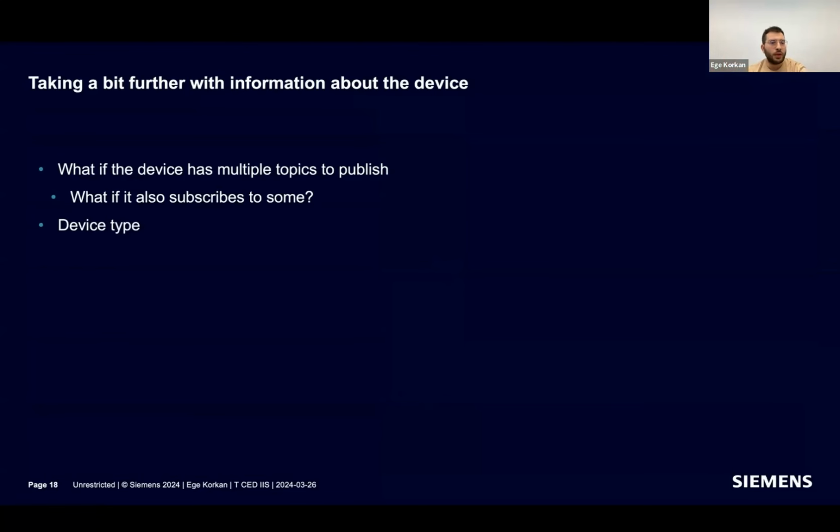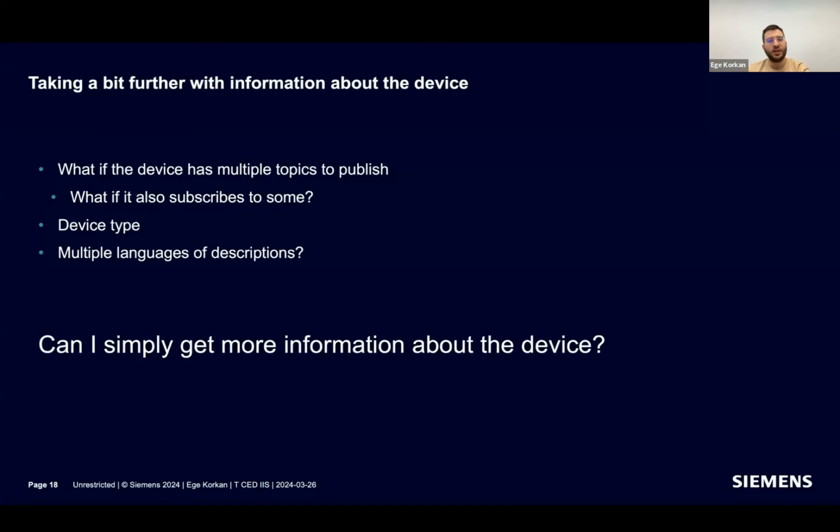Like the device type, so knowing more about this device would be interesting. And if you're really thinking of multiple regions, then you will start having multiple languages of descriptions and so on. So it will probably get a bit messy. But in the end, the question is, can I simply get more information about the device without putting everything into my payload and hoping that everybody gets that data at a certain point of time?